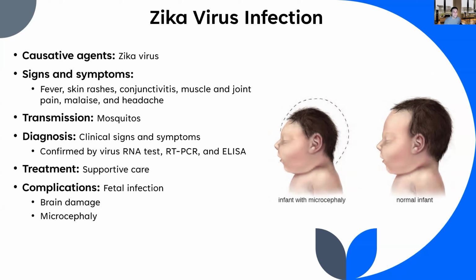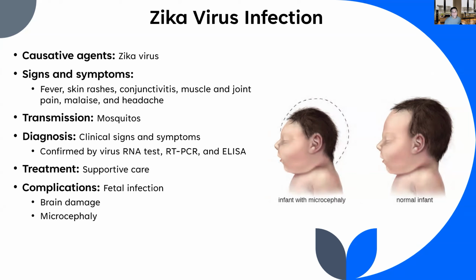The signs and symptoms include fever, skin rashes, conjunctivitis, muscle and joint pain, malaise, and headache. This can usually be diagnosed by clinical signs and symptoms, although there are some confirmatory tests, including a viral RNA test, RT-PCR, and ELISA. The treatment is supportive care. There really are no antivirals that are effective against this.